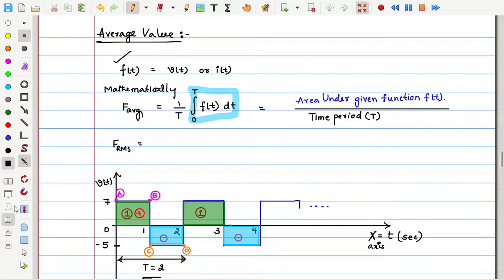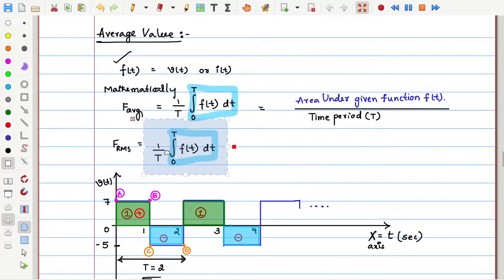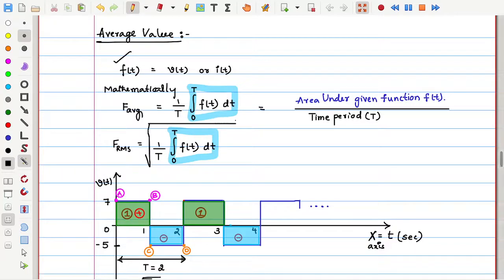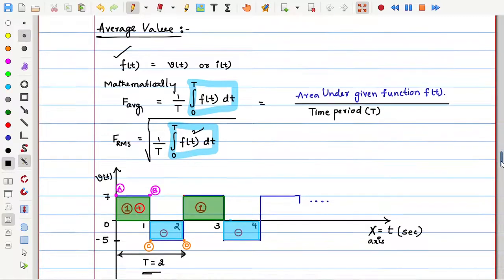What I'll do is take exactly the average value expression. The difference is that I need to add one root. I add one root for this entire thing, and I need to create the square of the function. These are the two changes you need to do. So I will do exactly the same.